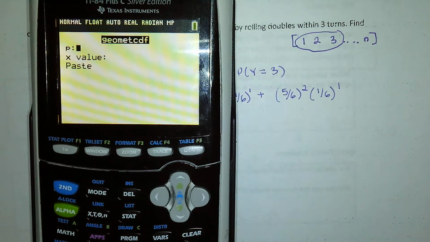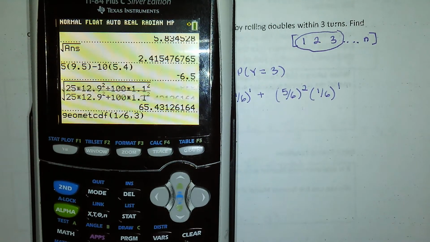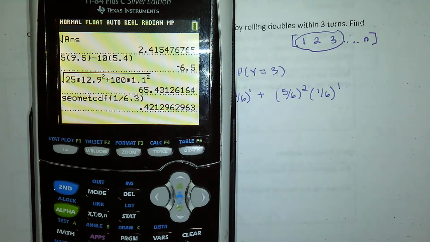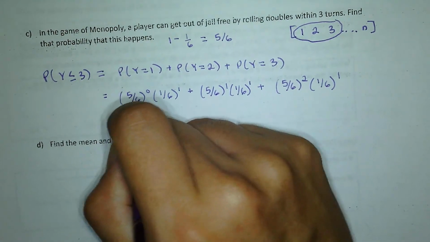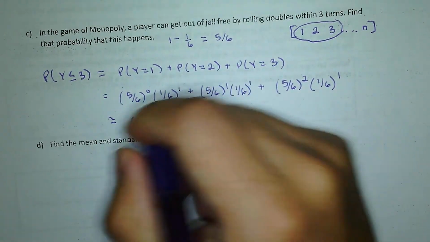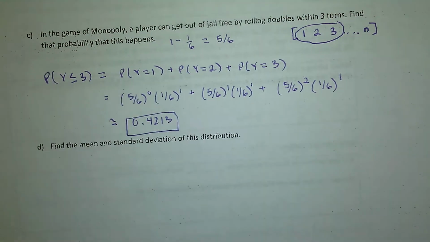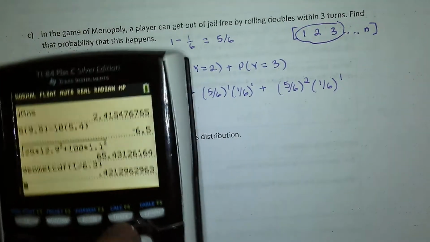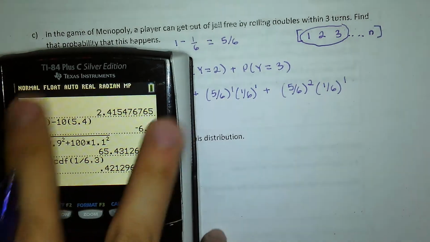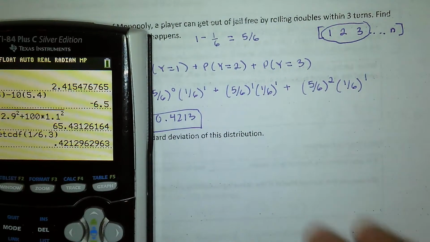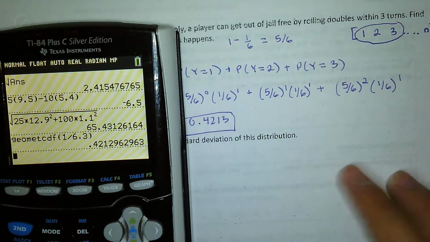So I'm actually going to select this option. My p was 1/6, and the x value is the first three. So we're going to take that, and that's going to give us about 42.13, so approximately 0.4213. And if I were to just do this with a regular old calculator, let's say I don't have a TI, that's totally fine. You don't need one to be successful as a mathematician, but we are going to do some mental math here.